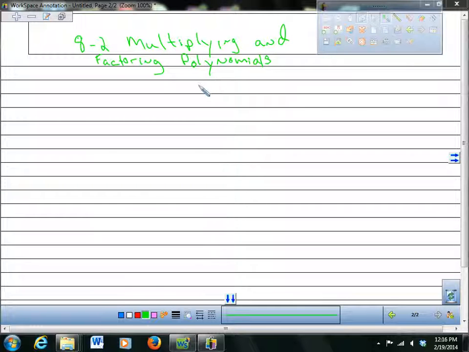Multiplying and factoring polynomials, and the first thing that we're going to talk about is multiplying a monomial times a binomial. Okay? And to do that, there's a couple different methods. 2x times 3x plus 1. There's actually 3 different methods that you could use. Okay? So here's the first method.